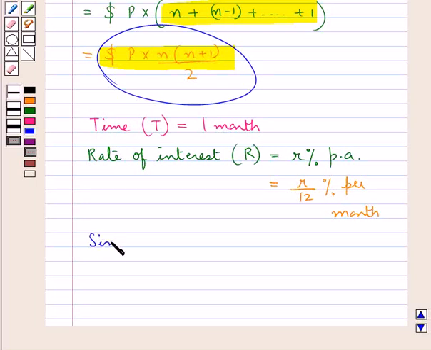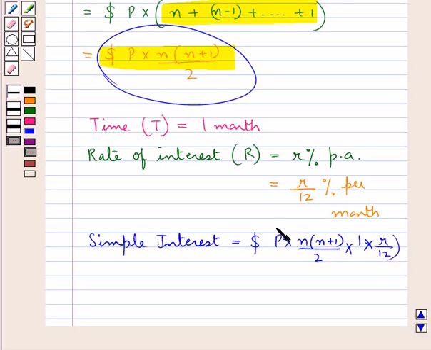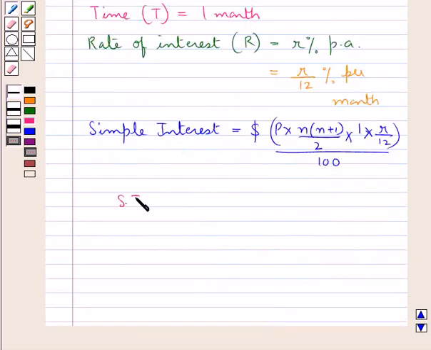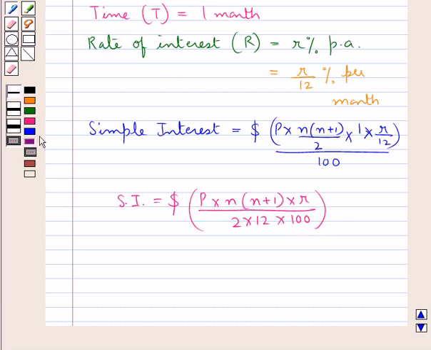And so the simple interest in this case would be equal to the principal, that is P into N into N plus 1 the whole, this whole upon 2, into the time, that is 1 into the rate of interest, which is R upon 12, and this whole upon 100. Or we can write this as the simple interest SI is equal to P into N into N plus 1 the whole into R, this whole upon 2 into 12 into 100 dollars. This is the simple interest.